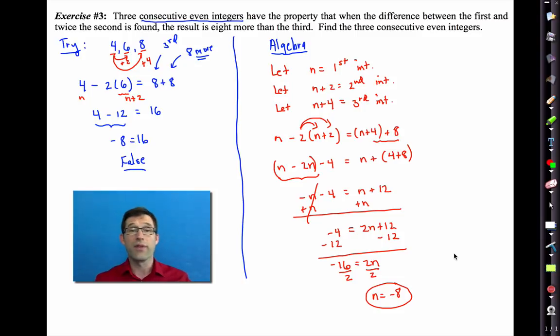Now there's nothing wrong with that. You might say, I got a negative, it's not reasonable. It's completely reasonable. It's an integer. It's an even. And that's all we were looking for.